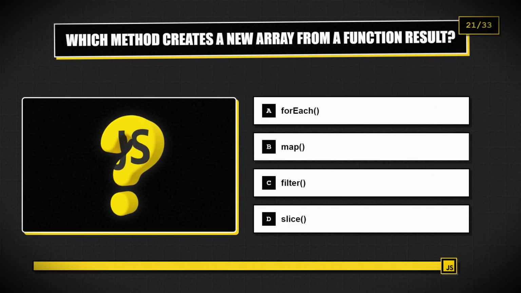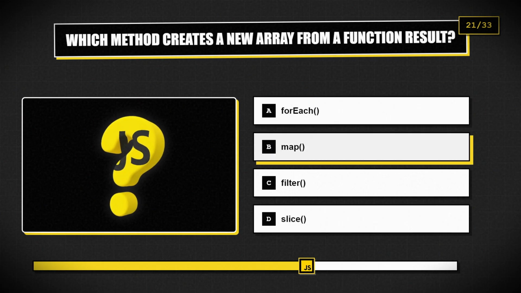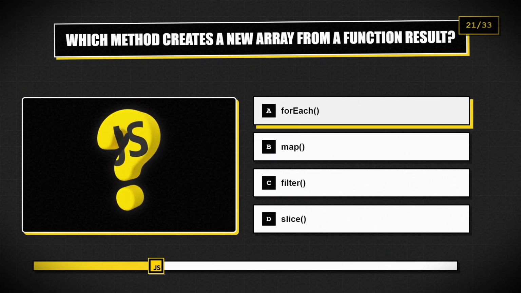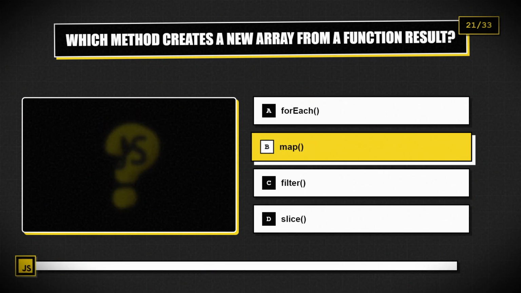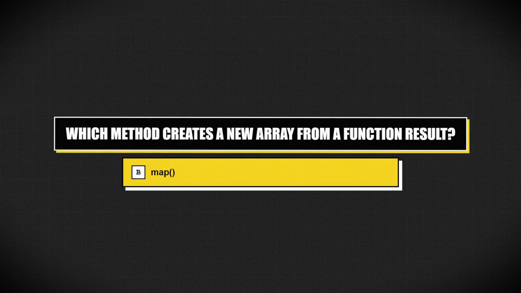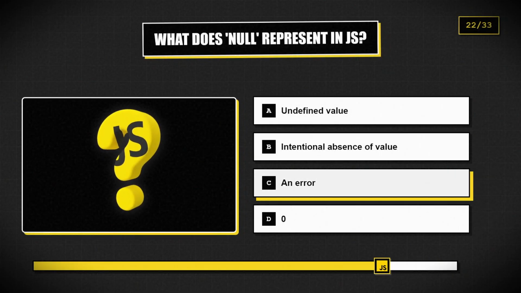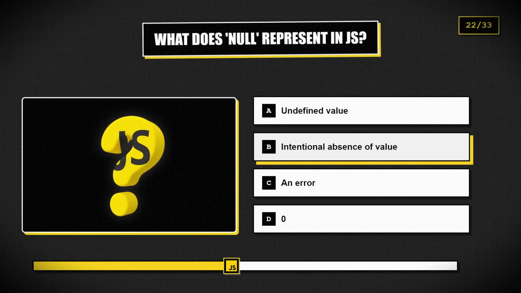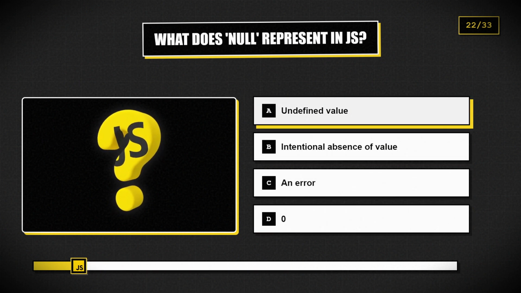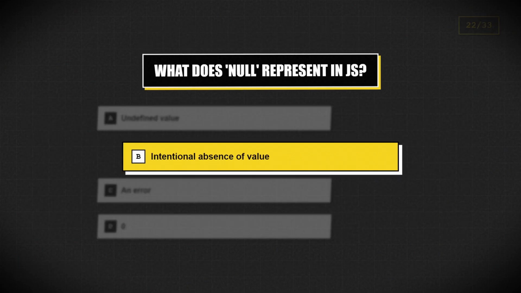Which method creates a new array from a function result? Map returns a new array based on the function provided. What does null represent in JavaScript? Null is an assignment value representing the intentional absence of any value.